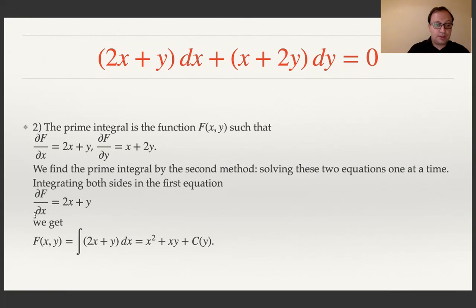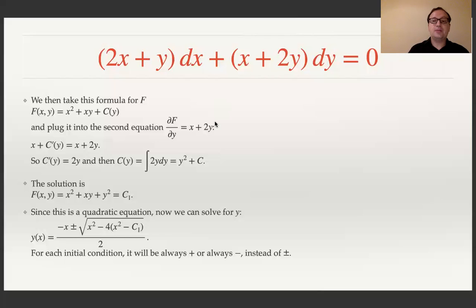We start from the first equation, partial f over partial x is equal to 2x + y. That's the coefficient of dx, or p. When we integrate this as a function of x, we get f equal to the integral of (2x + y) dx. The integral of 2x is x squared, the integral of y is x times y, and then plus c(y). It should be a constant, but it actually is a function of y.